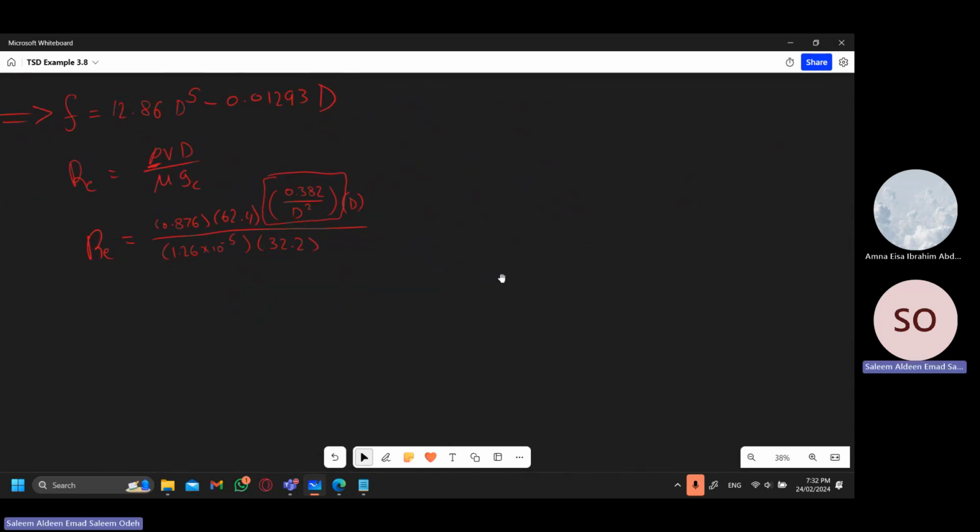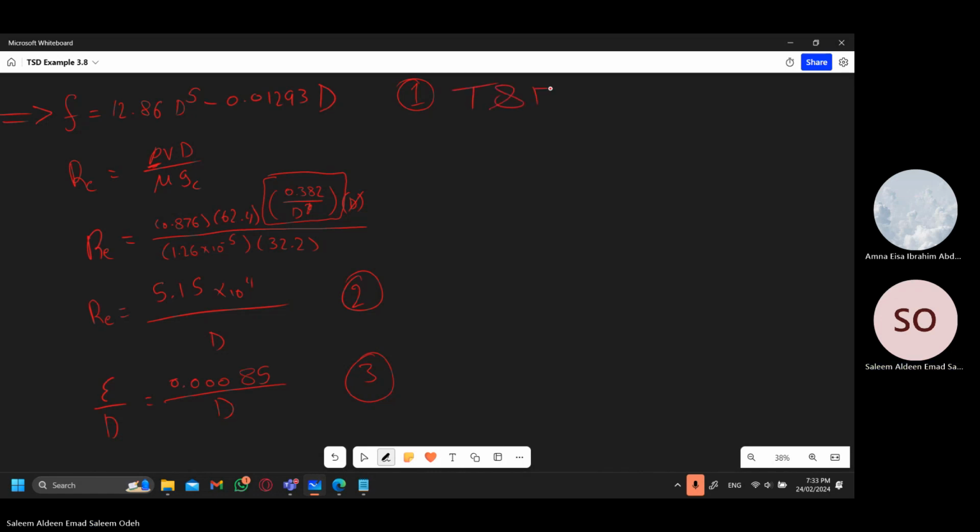Once we calculate as much as we can, we can get the Reynolds number, since the square will be cancelled by this D. And we have epsilon, the roughness over D. As you can see, in this equation, which is equation 1, we will call it equation 1. This will be equation 2, and this will be equation 3. Our biggest problem is the diameter. So similar to the previous question, we will do trial and error.